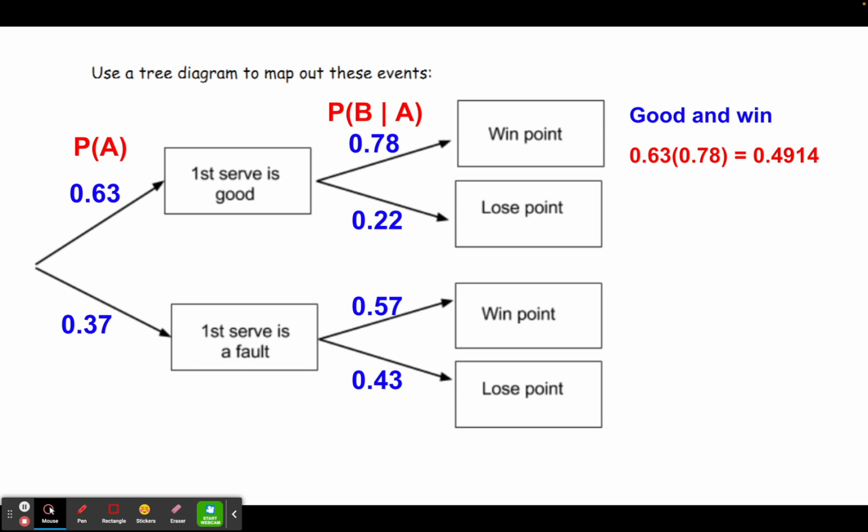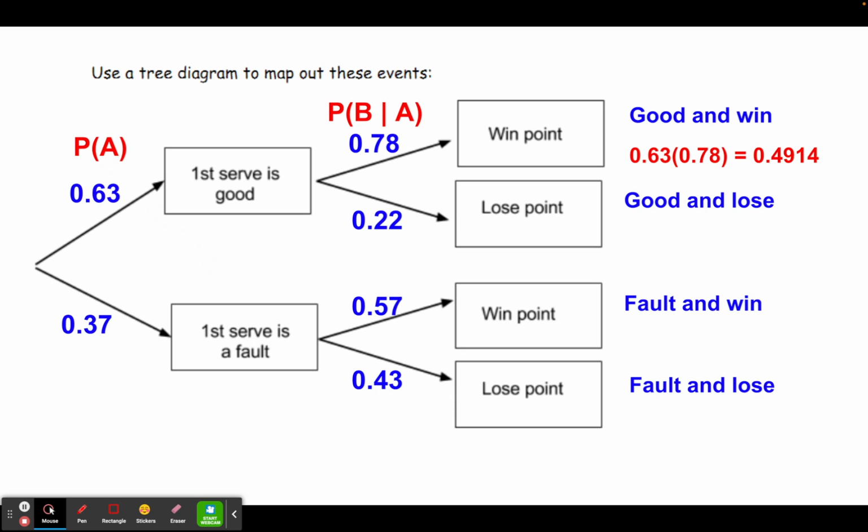Now we can repeat that process for the other three branches in the chart. And for each one, I'm going to write down the outcome and then calculate its probability. So this branch would represent the first serve is good and he loses the point. This branch represents the first serve is a fault and he wins the point. And this one represents the first serve is a fault and he loses the point. So those are the four possible outcomes. And in each case, we're going to multiply the branches that we take to get there.